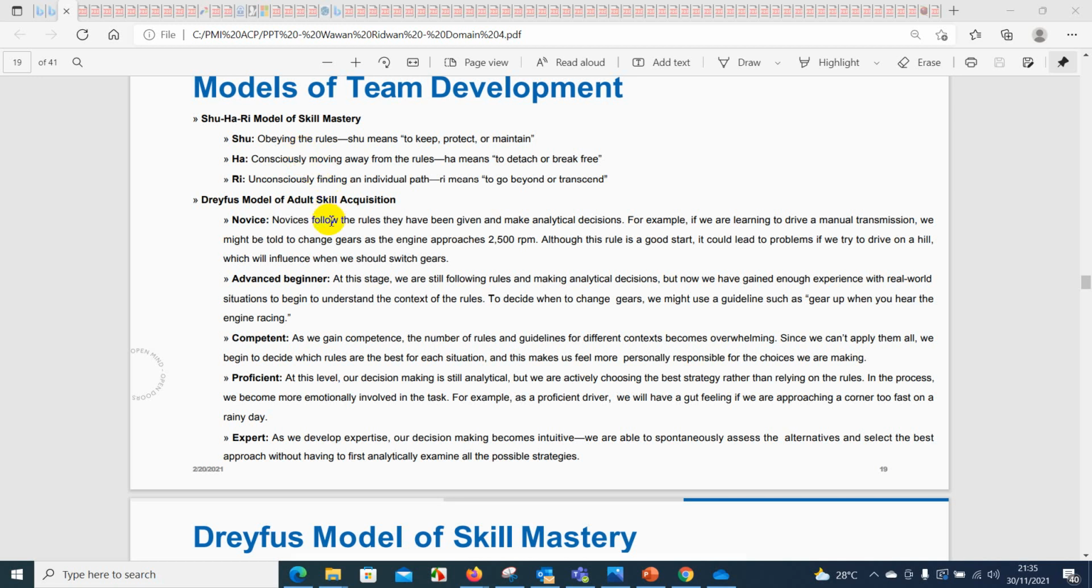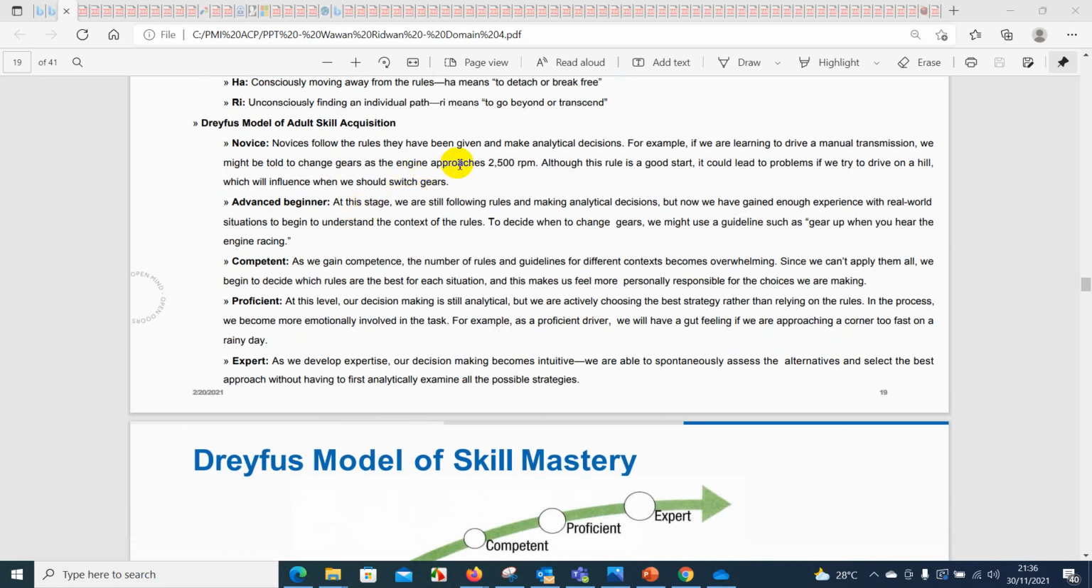Dreyfus model of adult skill acquisition. Novice follows the rules they have been given and makes analytical decisions. For example, if we are learning to drive a manual transmission, we might be told to change gears as the engine approaches 2500 rpm. Although this rule is a good start, it could lead to problems if we try to drive on a hill, which will influence when we should switch gears.